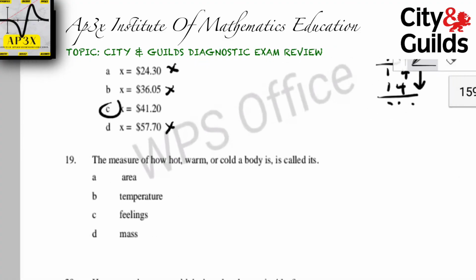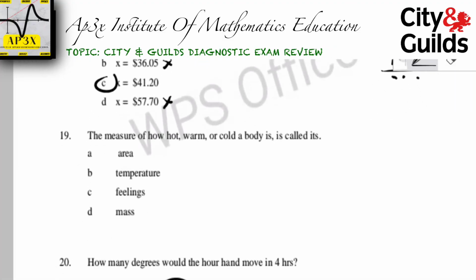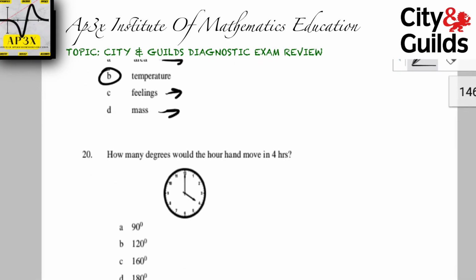All right, beautiful. Moving on, guys, we have 10 minutes, 11 questions. Let's see if we can do a question per minute. The measure of how hot, warm, or cold a body is called its, okay, well, if you know, you know. If you don't know, you don't know. Mass measures weight. Feelings measures emotions. Area, well, obviously, how hot or cold something is is temperature.